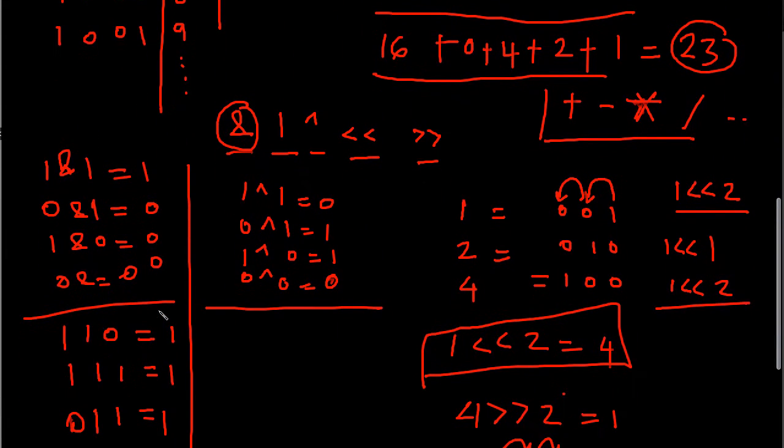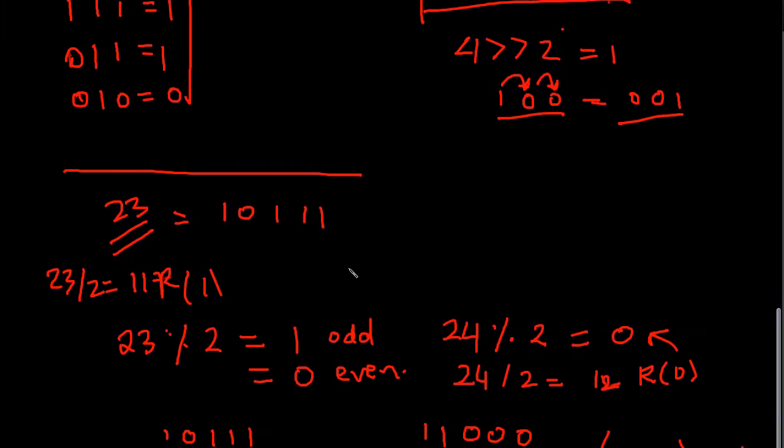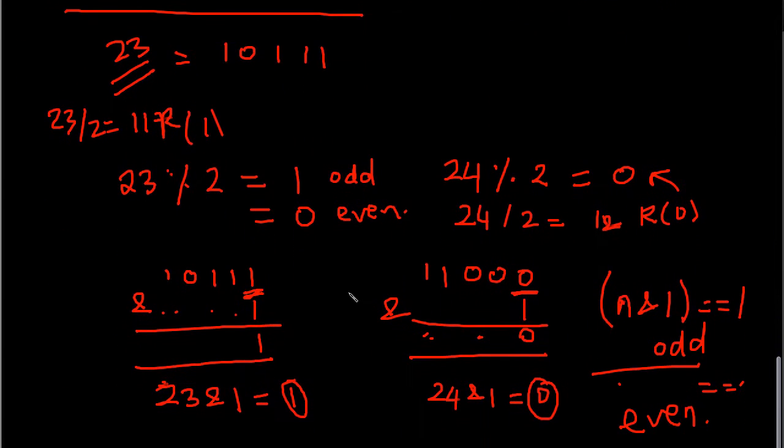Then we looked at the AND table, we looked at the OR table, we looked at the XOR table, we saw the left shift, we saw the right shift, and then we ended up with an example where we can use binary operators to find out if a number is even or odd.